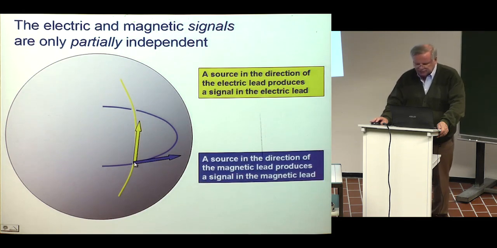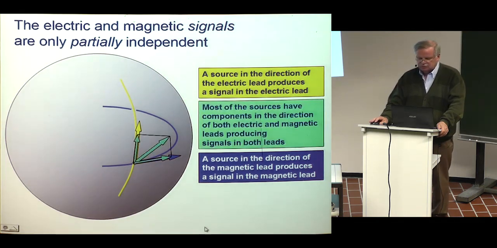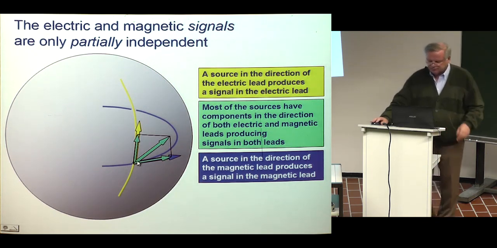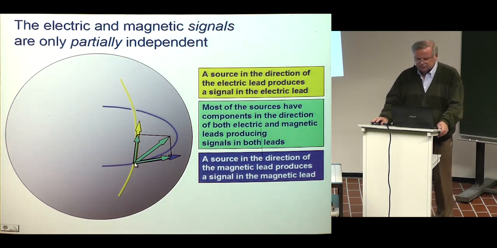If there is another source element in the direction of the magnetic lead, it is detected with the magnetic detector because it is parallel, but not with the electric one because they are normal to each other. It continues to look promising. So are these signals really fully independent? No. Because most of the sources in this location are oriented somewhere in between, having a component in the direction of the electric lead and in the direction of the magnetic lead, which means that in general, a source in this location produces a signal both to the electric lead and to the magnetic lead.